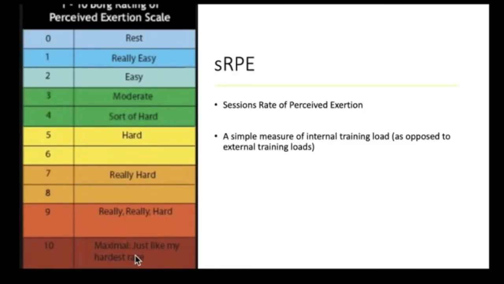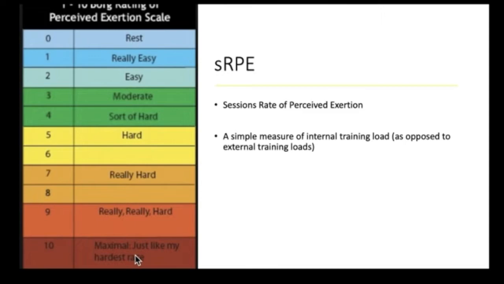All right, moving on. What is SRPE? Well, SRPE stands for Sessions Rate of Perceived Exertion. Basically, it's a scale of 0 to 10, how hard you exercised for a given training session. I'm going to use running as an example because I'm a runner and it just makes sense to me, but you can apply this to any training session you do.